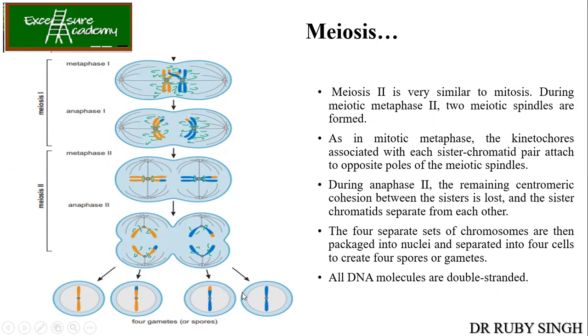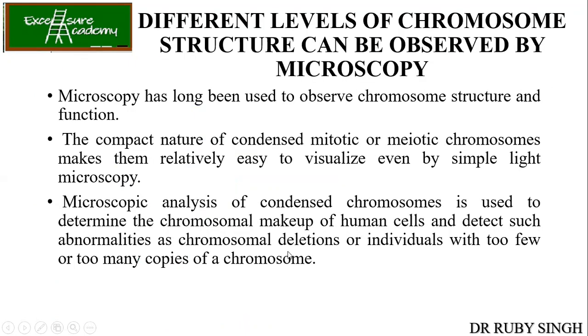You're going to get a single copy of your chromosomes. And at the end, all the gametes containing the DNA are going to be double-stranded. So what you can see over here is that this is parental, and this is recombinant. Okay. Now, so this was all about mitosis and meiosis.